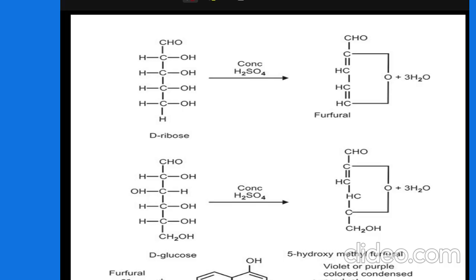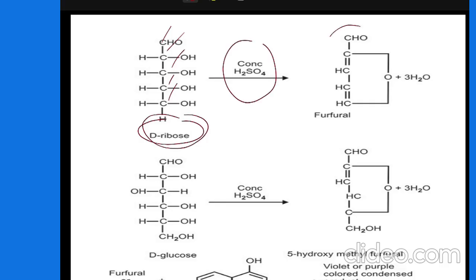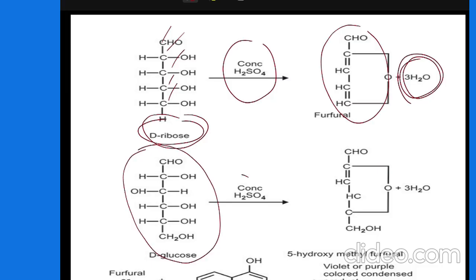Look over here. This is D-ribose. It is a 5 carbon ring, 1, 2, 3, 4 and 5. D-ribose, a 5-member ring, with the addition of concentrated H2SO4 gives rise to these furfural derivatives with liberation of 3 molecules of H2O. And this is D-glucose. On addition of H2SO4, it gives rise to 5-hydroxymethyl furfural derivative. So, with the furfural derivative, it forms a purple or violet color condensed product.